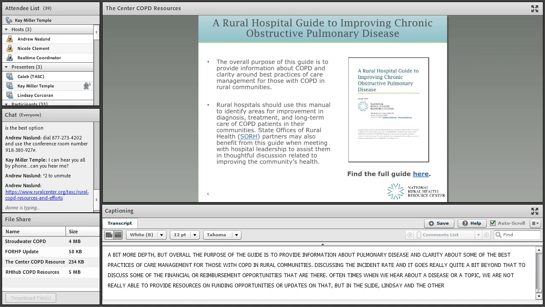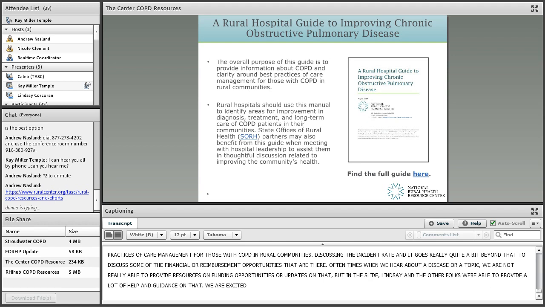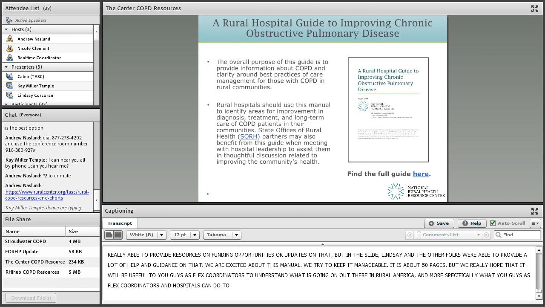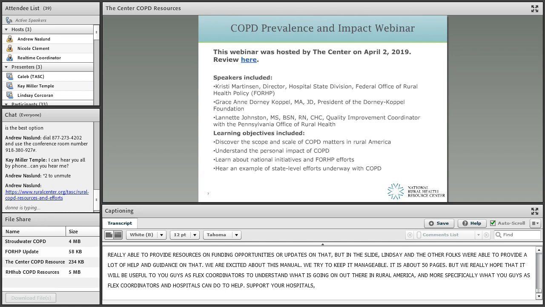We're really excited about this manual. We tried to keep it manageable. It's about 50 pages, but we really hope it'll be useful to you as Flex coordinators to understand what's going on out there in rural America, and more specifically what you as Flex coordinators and hospitals can do to help support your hospitals, specifically rural health clinics and small rural hospitals beyond that.